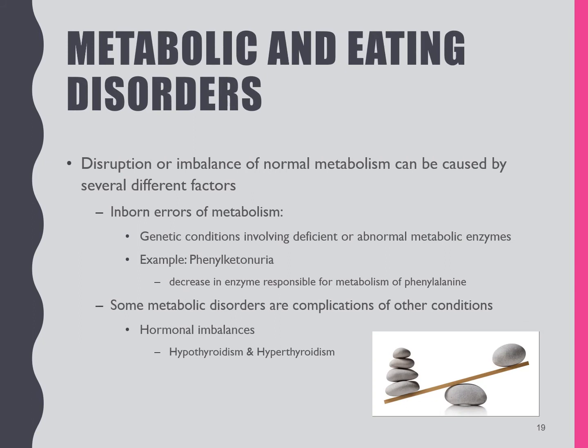When we talk about metabolic imbalances or metabolic disorders, we're either born with them or we acquire them later on due to other conditions that we may have. So inborn errors of metabolism are something that we inherit, and maybe we don't produce the enzymes that are relevant to metabolism. An example is phenylketonuria, and that is a decrease in the enzyme that breaks down phenylalanine.